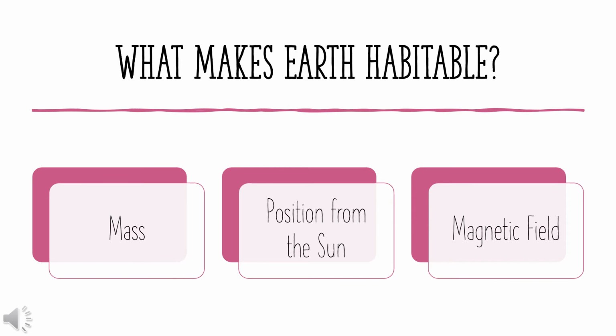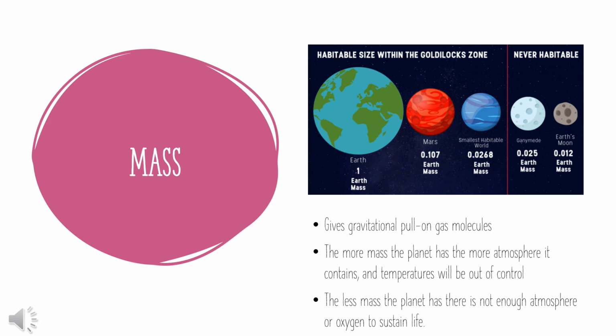Now we're going to talk about what makes Earth habitable. First, we're going to talk about mass, position from the sun, and magnetic field. First, we're going to talk about mass and how it affects Earth being a habitable planet.